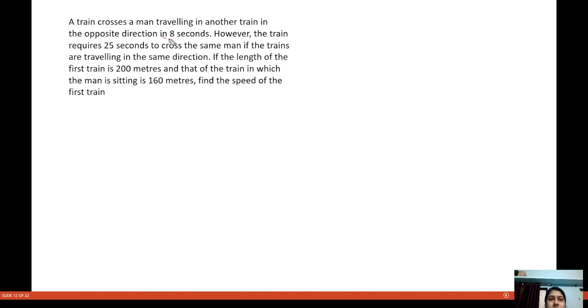It is saying a train crosses a man traveling in another train in the opposite direction in 8 seconds. However, the train requires 25 seconds to cross the same man if the train is traveling in the same direction. If the length of the first train is 200 meter, and that of the train in which the man is sitting is 160 meter, find the speed of that first train.